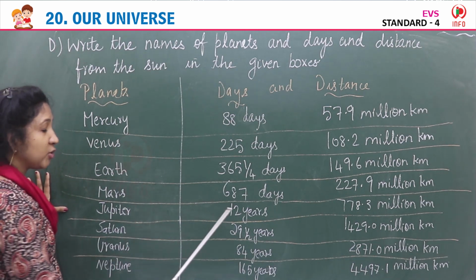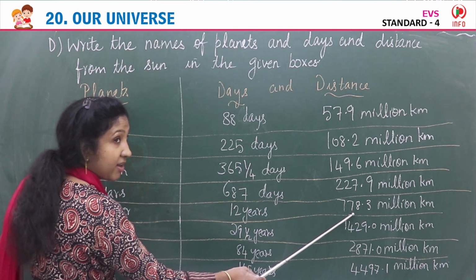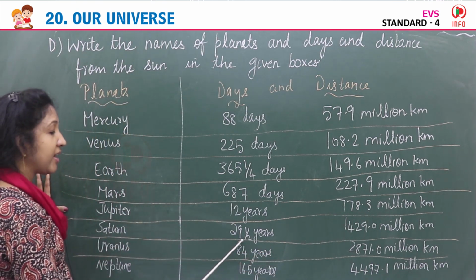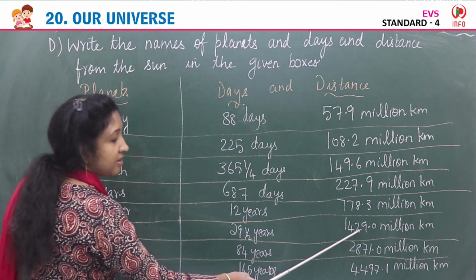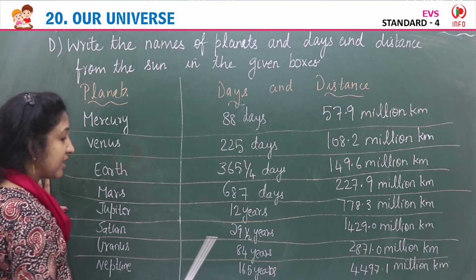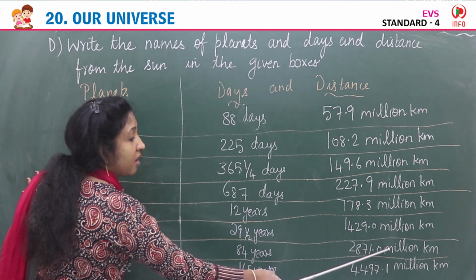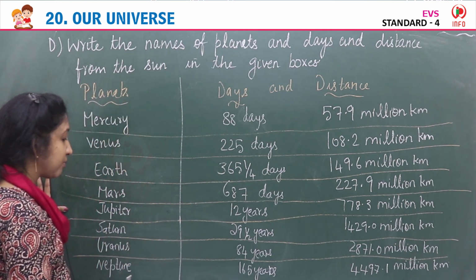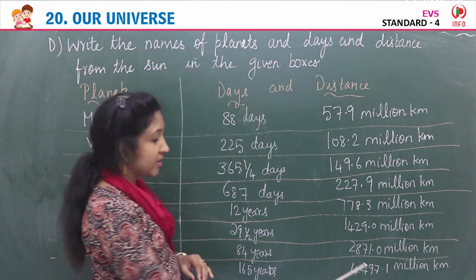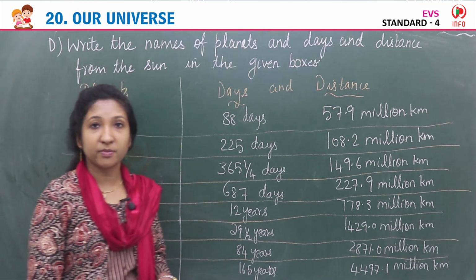Then Jupiter 12 years to orbit the sun, and its distance from the sun 778.3 million kilometer. Saturn 29.5 years and distance 1,429 million kilometer. Uranus 84 years and distance 2,871 million kilometer. And last, Neptune takes 165 years to orbit the sun, and distance from the sun is 4,497.1 million kilometer.